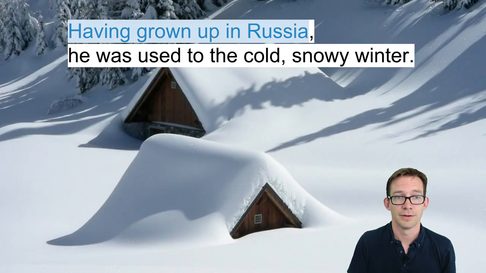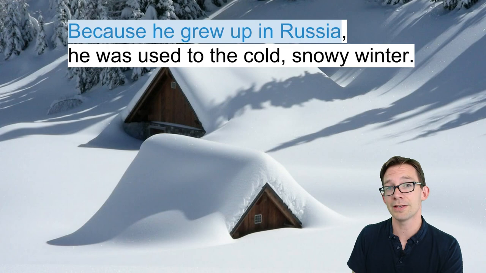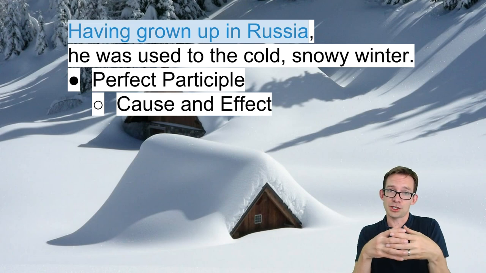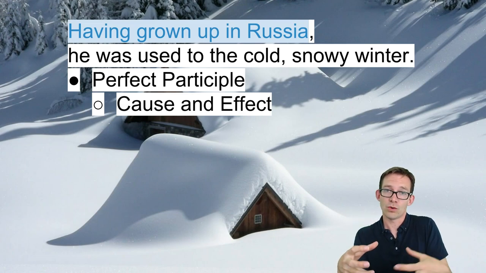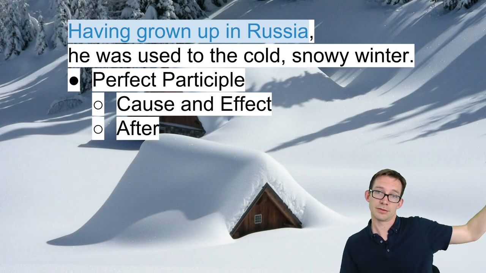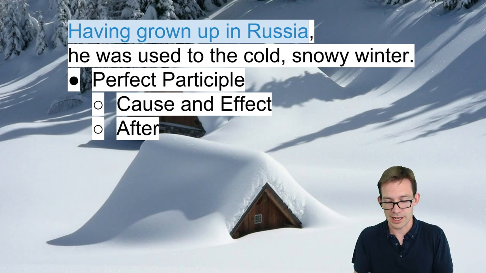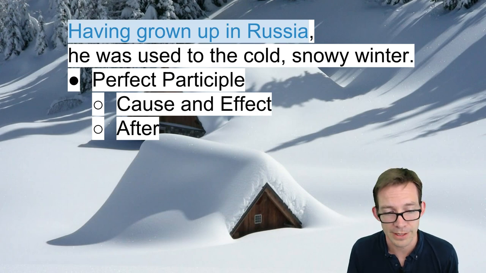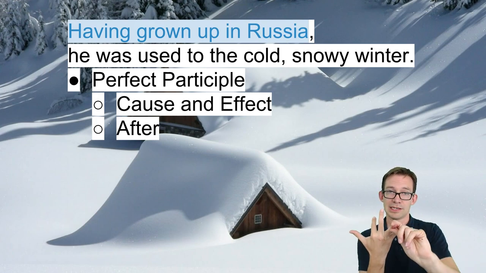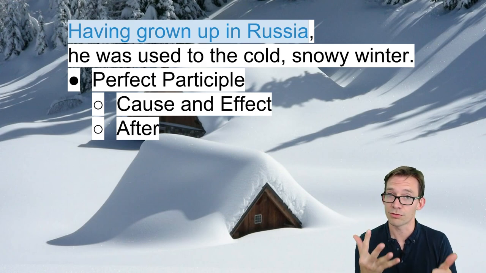In this case, I'm using the perfect participle to show because he grew up. We use a perfect participle to show that the cause and effect relationship, that reason and result, one happened before the other. So the reason happened long ago, and then the result is now, right? So he grew up in Russia, and then he became used to the cold. Okay, so that's an important difference for reason. So far, same time, after, reasons. Three ways to use participle clauses, and I'm gonna show you three more, okay?